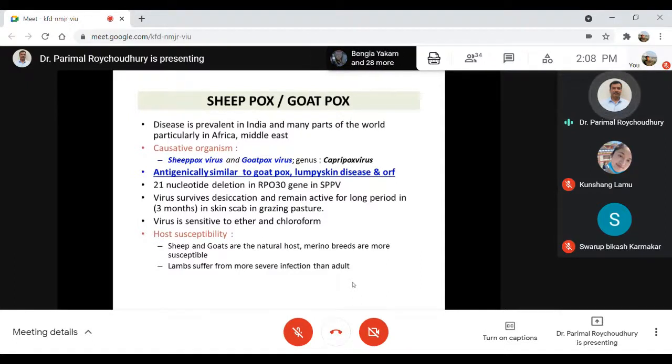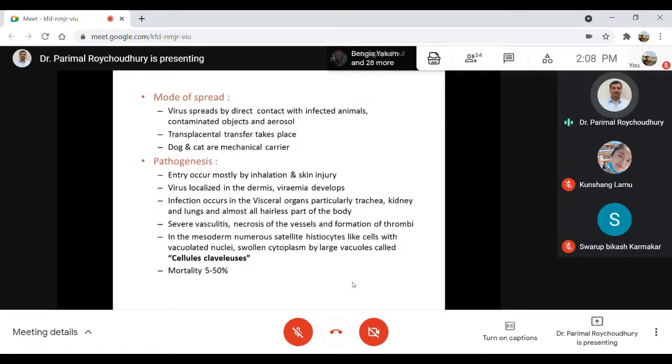And the sheep and goat, they are the natural host. The young ones are more affected by this infection. And this infection is not only occurring on the skin surfaces; the lesions also occur in the internal organs like the lung and the bronchial tree, and that may cause mortality. Even secondary bacterial infections may aggravate and can cause mortality, which may go up to 50% in outbreaks.